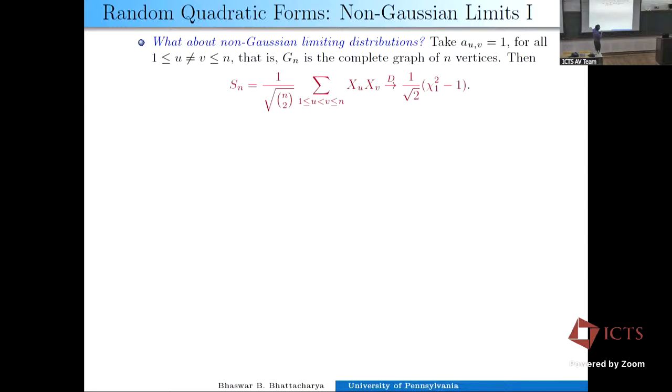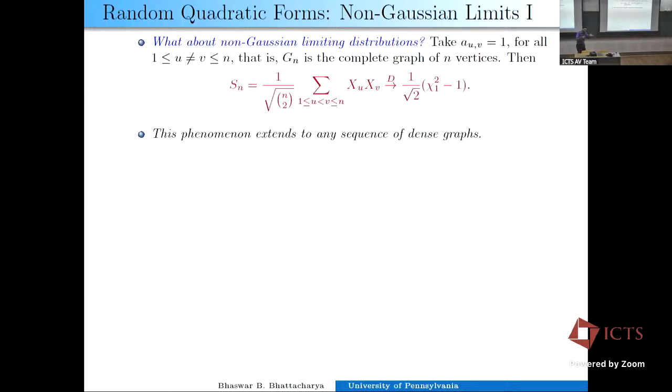This is the summation of x_u x_v. You just complete the square with summation x_u whole squared minus summation x_u squared. Do a little CLT. That's a chi-square: square of a normal minus 1. So we know very well that if you take the graph G to be the complete graph, then the limit will no longer be normal. That's well understood. Okay? And this phenomenon extends to dense graphs. You don't really need to take a full complete graph, but if you take a dense graph, this phenomenon still holds.